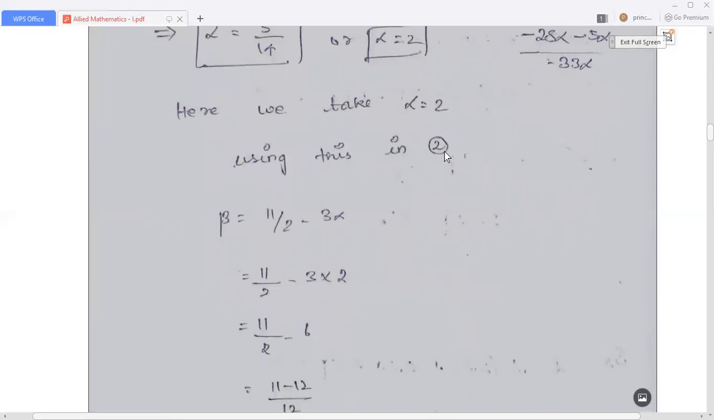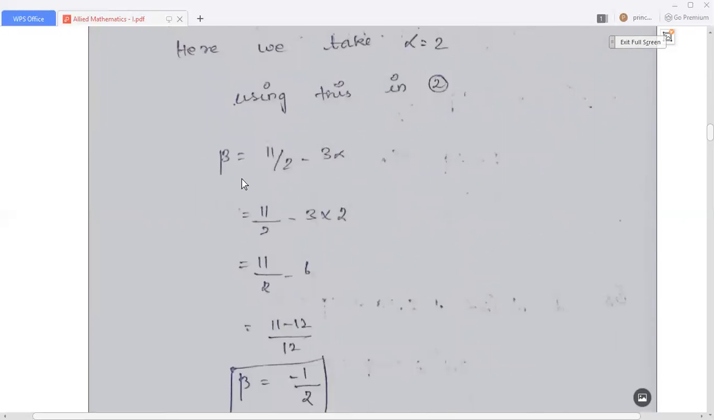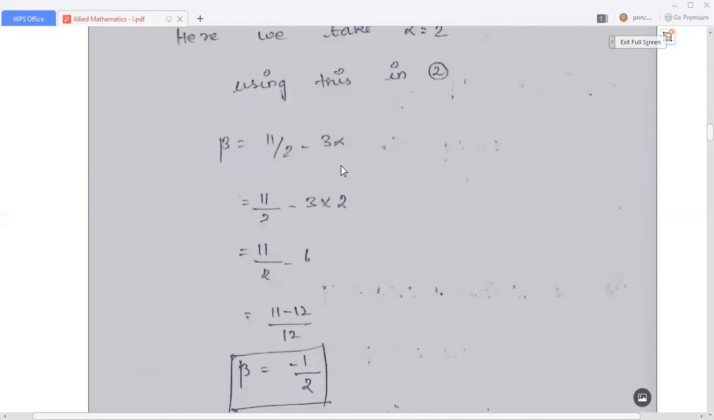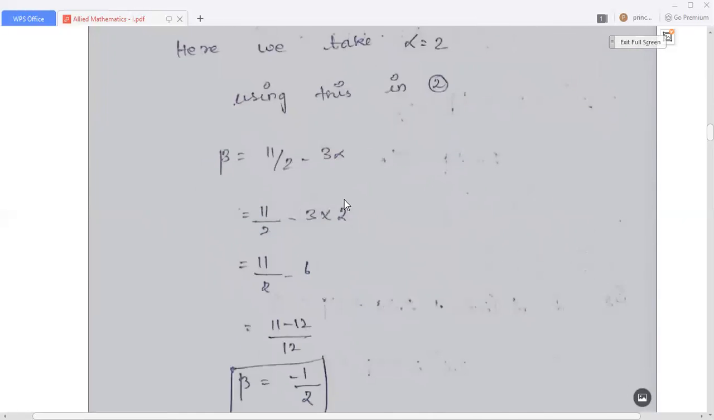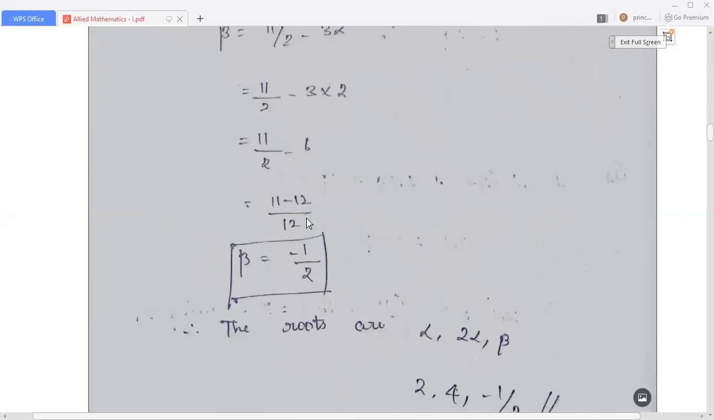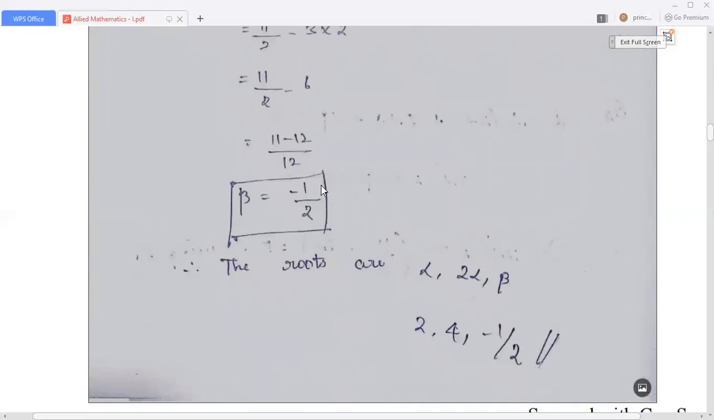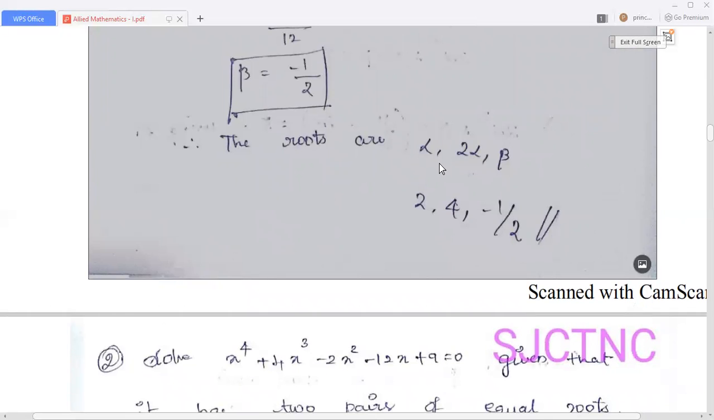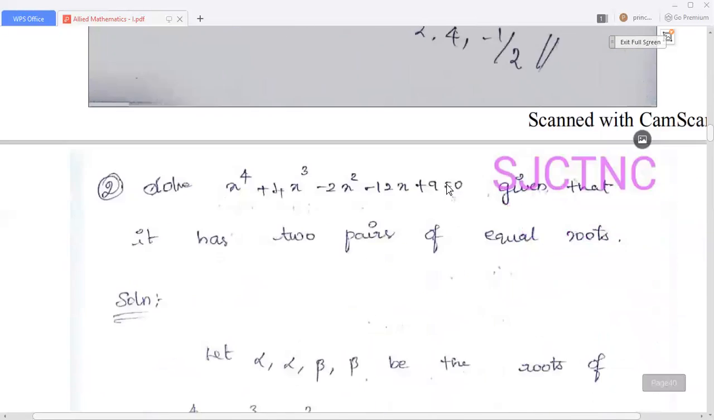So using this value in equation number 2, we get beta equal to 11 by 2 minus 3 alpha. Here substitute alpha equal to 2 in this equation. We get beta equal to 11 by 2 minus 6. When you simplify this, we get beta equal to minus 1 by 2. Therefore, the roots are alpha, 2 alpha, beta. They are 2, 4, minus 1 by 2.